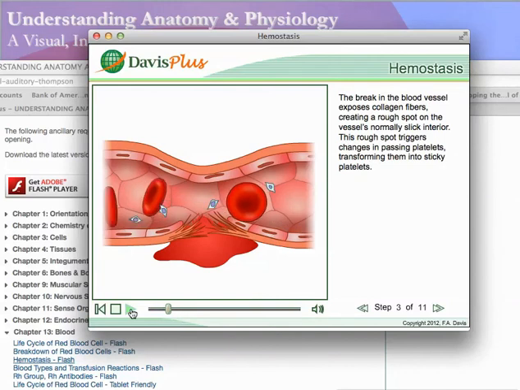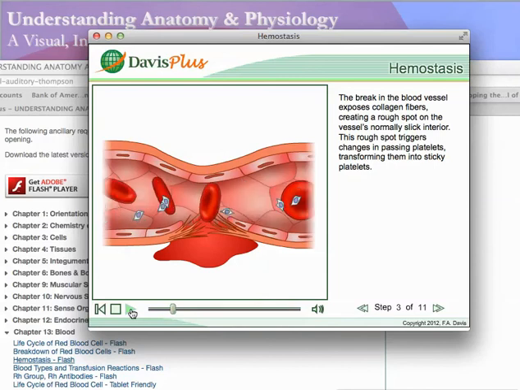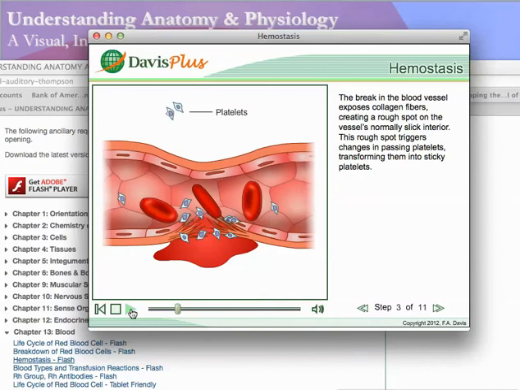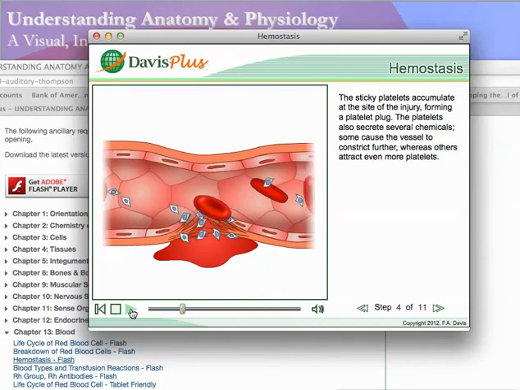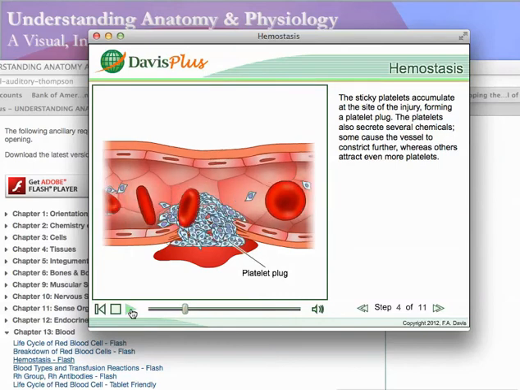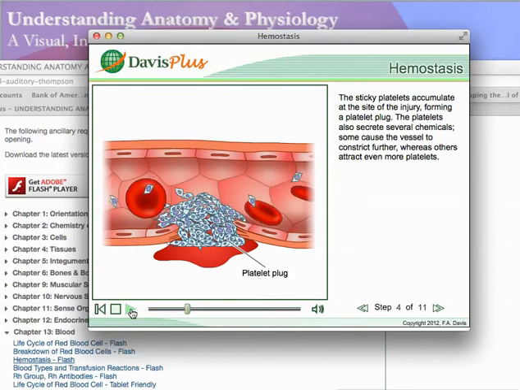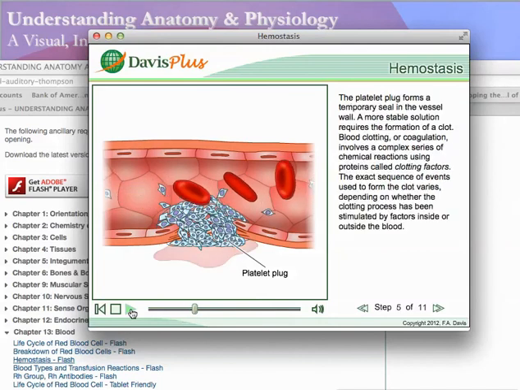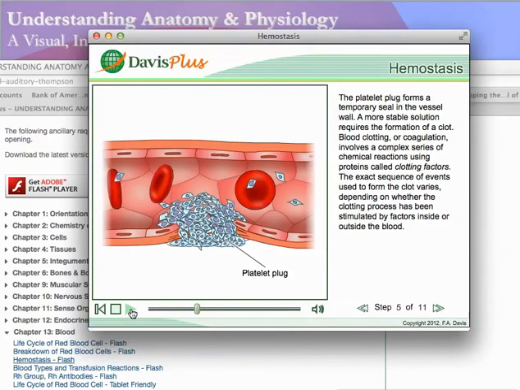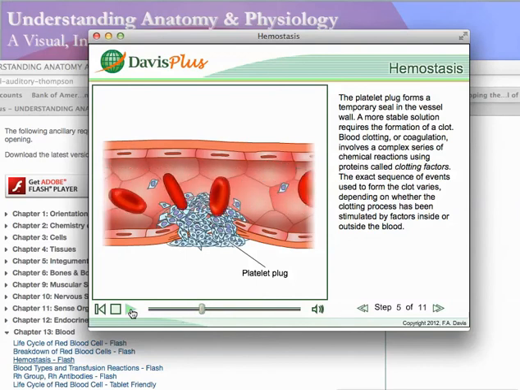The break in the blood vessel exposes collagen fibers, creating a rough spot on the vessel's normally slick interior. This rough spot triggers changes in passing platelets, transforming them into sticky platelets. The sticky platelets accumulate at the site of the injury, forming a platelet plug. The platelets also secrete several chemicals. Some cause the vessel to constrict further, whereas others attract even more platelets. The platelet plug forms a temporary seal in the vessel wall. A more stable solution requires the formation of a clot.